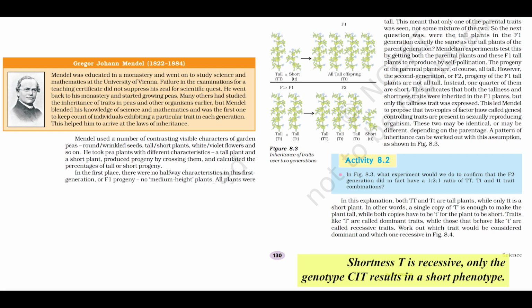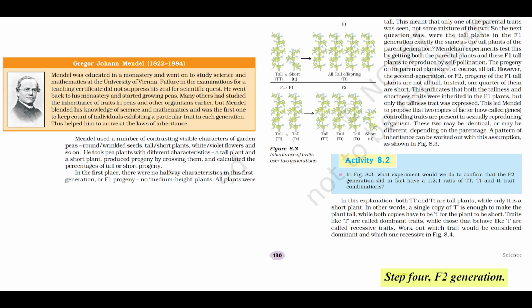Only the genotype tt results in a short phenotype. Step 4, F2 generation. The F1 plants, genotype Tt, self-pollinate. A Tt plant produces two types of gametes in equal amounts, half carry T, half carry t. Now think about the possible combinations when these gametes fuse randomly during self-pollination.